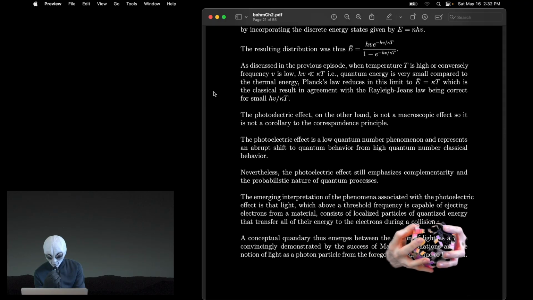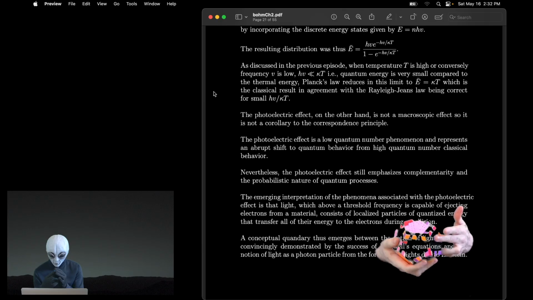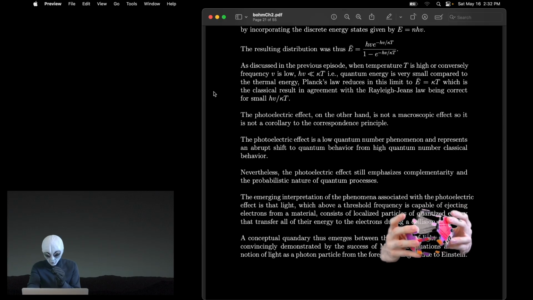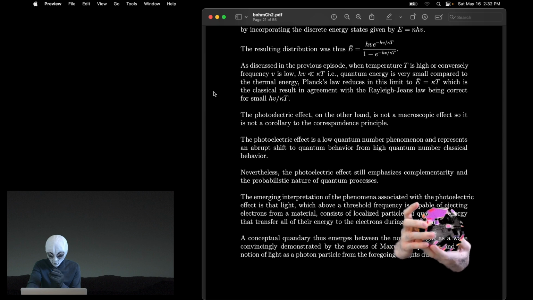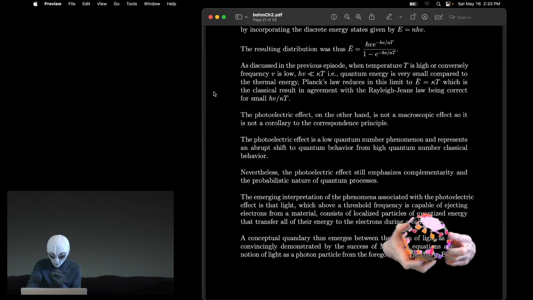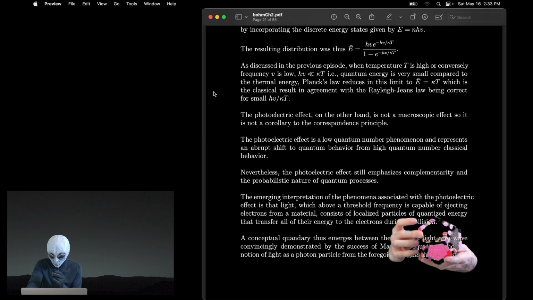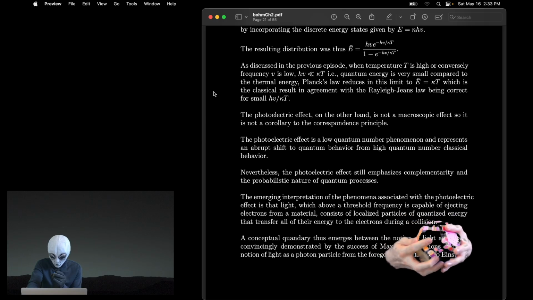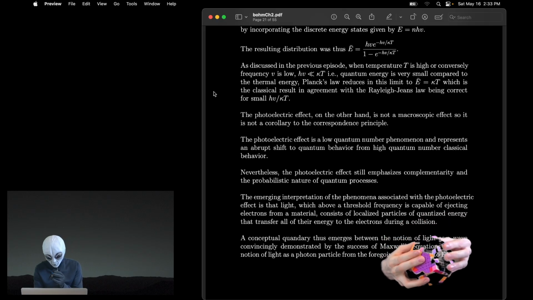As discussed in the previous episode, when temperature T is high or conversely frequency ν is low, then hν is much less than kT. That is, quantum energy is very small compared to the thermal energy, and Planck's law reduces in this limit to Ē = kT, which is the classical result, in agreement with the Rayleigh-Jeans law being correct for small hν/kT.